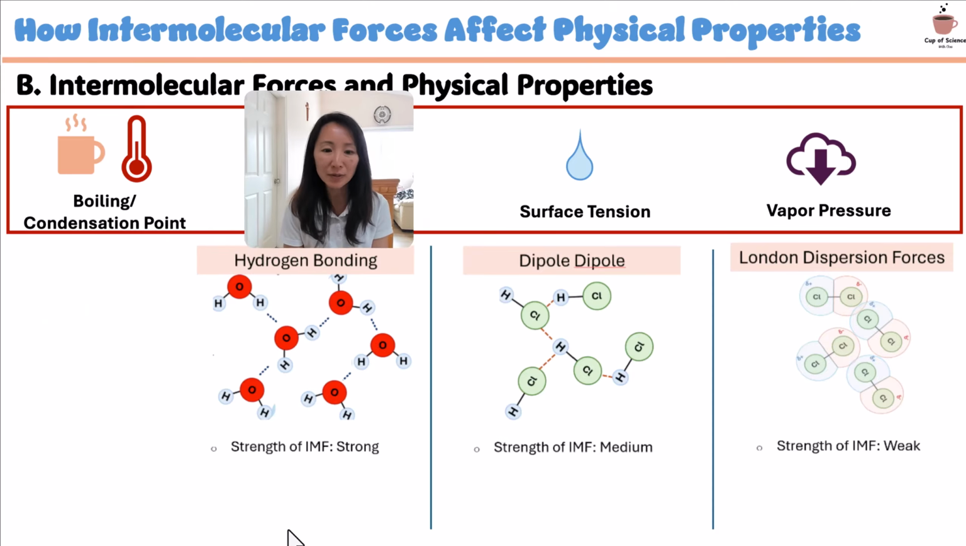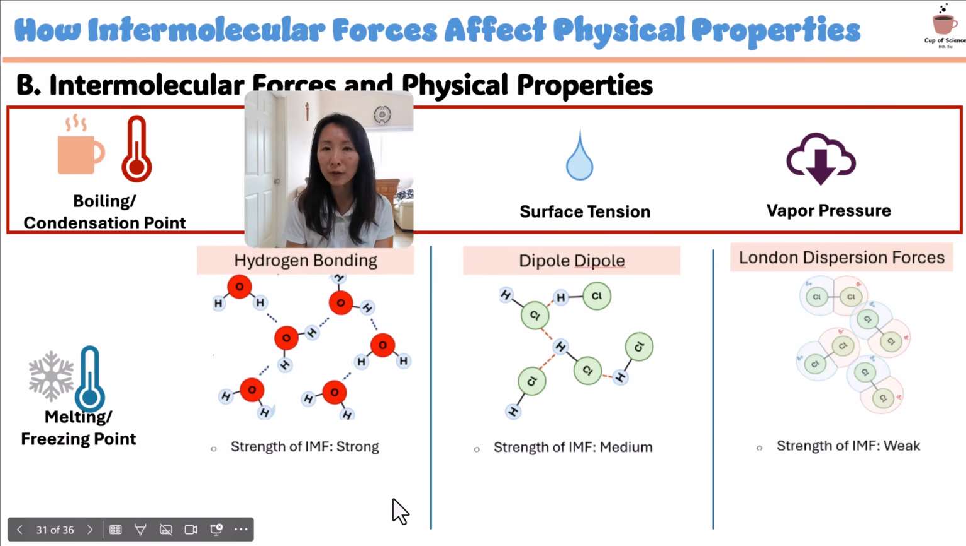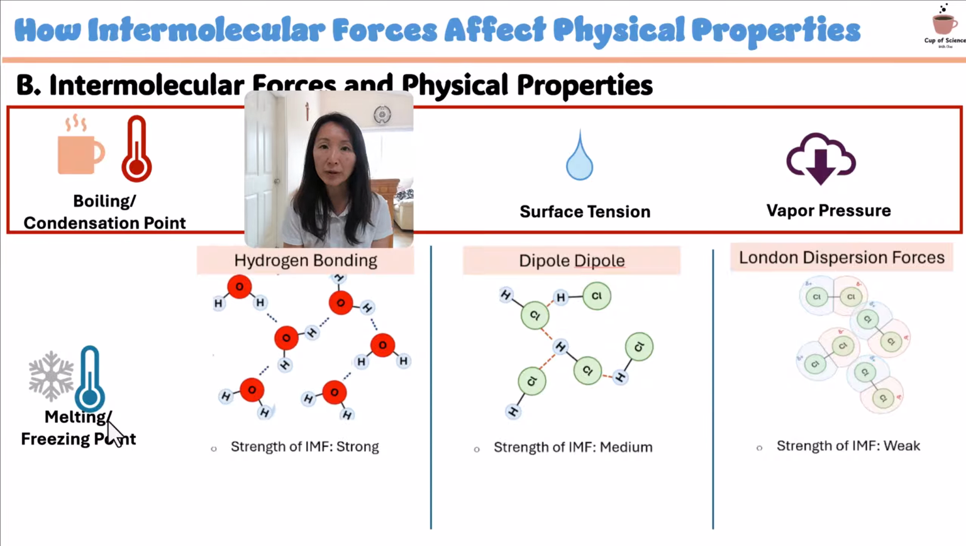Now, how does this relate to melting or freezing point? Melting point is the point at which a solid changes into a liquid. So, solid to liquid. Freezing point is the point at which a liquid forms into a solid. Whether it's solid to liquid or liquid to solid, they both happen at the same temperature.